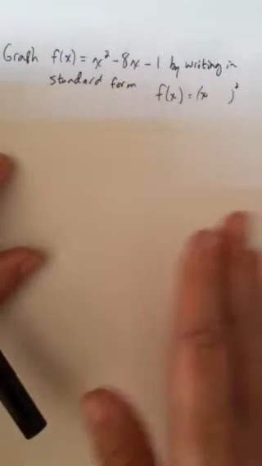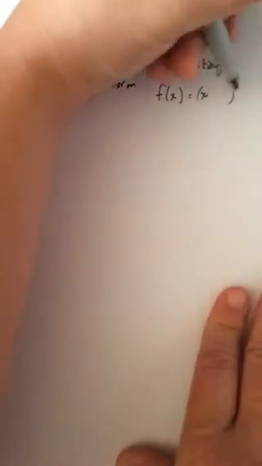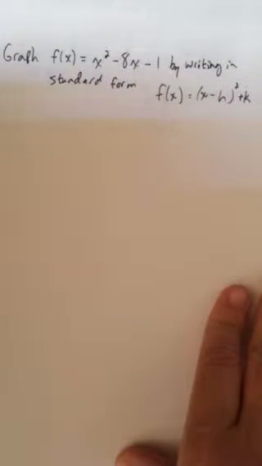We were shifting things to the left and to the right. In your book, it's going to be minus h plus k. But as long as you can get it to be what we had before, we were just using transformations, and that's going to be in standard form.